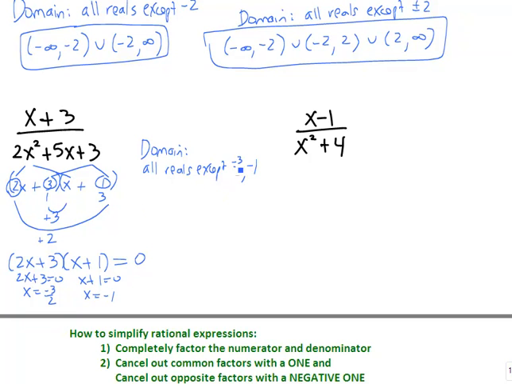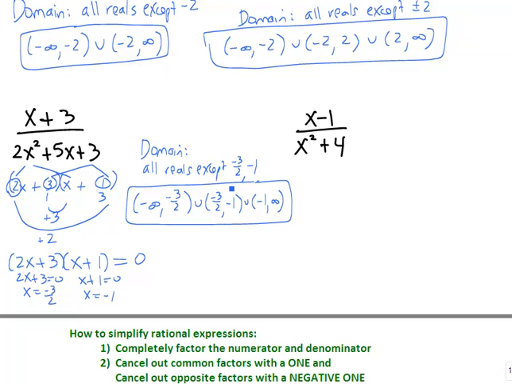Using interval notation, negative 3 halves is more negative, further to the left on a number line, so you'd want to do minus infinity to negative 3 halves, union negative 3 halves up to negative 1, union negative 1 up to infinity.